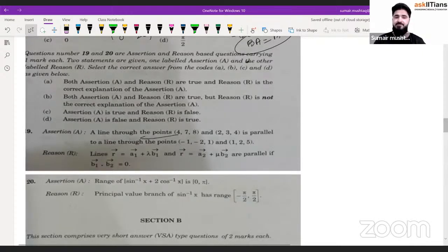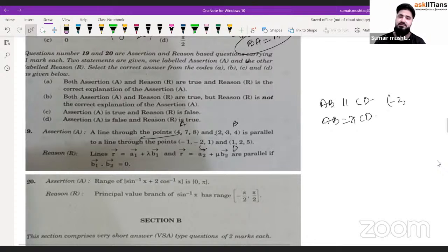The line this and this is parallel to this line. Now tell me, when are two lines said to be parallel? Let us suppose this is point A, this is point B, this is point C, this is point D. I will just show this question, you can do that yourself. AB will be parallel to CD when AB is equal to lambda times CD. If you see, this is 2, this is 4, this is 4. The coordinates of AB: taking BA, that is 2 minus 4, that is negative 2, 4 minus, that is negative 4 and negative 4.